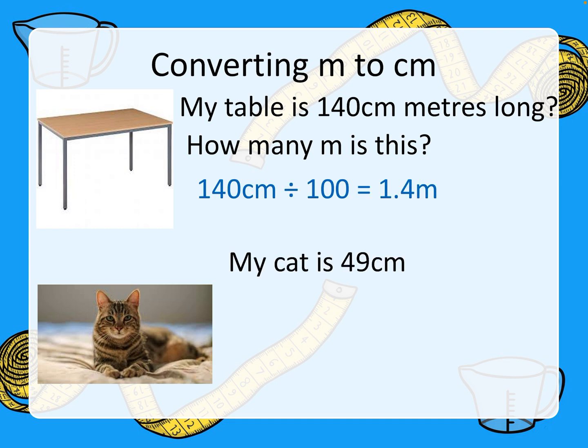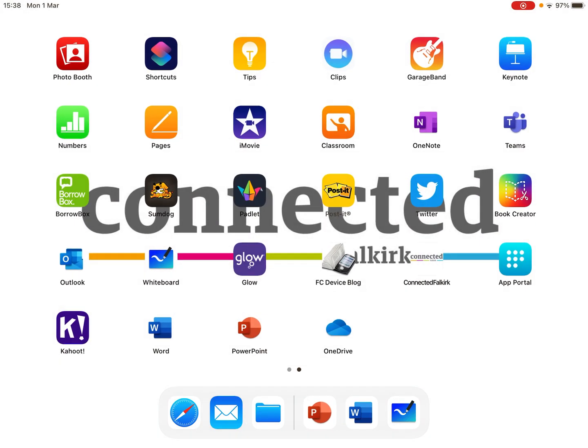My cat is 49 centimeters. Sadly, I don't have a cat, but I wish I did. If I did have one, I think it would be about 49 centimeters. How many meters is this?